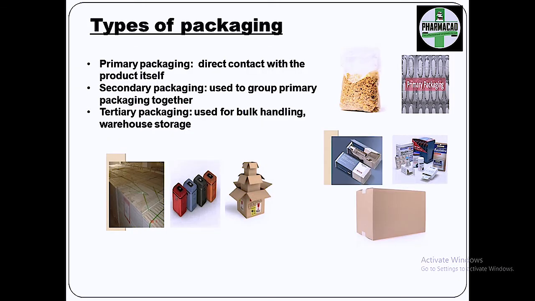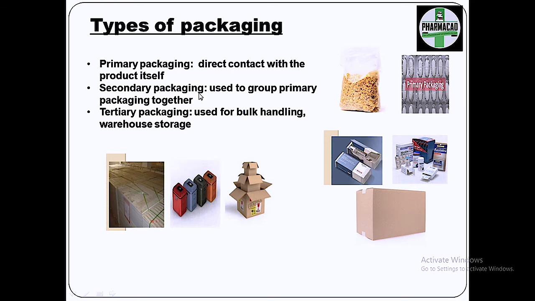Then types of packaging. We generally have three types of packaging: primary, secondary, and tertiary. Primary is when you have direct contact with the product itself. Like you can see, this is an example from day-to-day life. This is cornflakes, and the main box outside is secondary packaging. But the inside, which is in direct contact with your ingredients or the product itself, is what we call primary packaging.